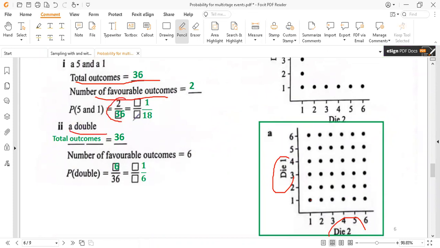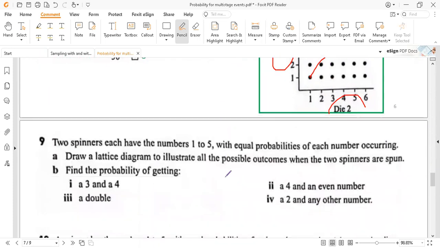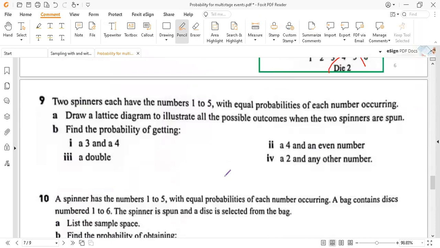A double: by double, we mean all the outcomes on the main diagonal. 1, 1, 2, 2, 3, 3, 4, 4, 5, 5, and 6, 6. All doubles, so the same number is obtained in the two events. So the number of favorable outcomes is equal to 6. 6 over 36, after simplification, is equal to 1 over 6.